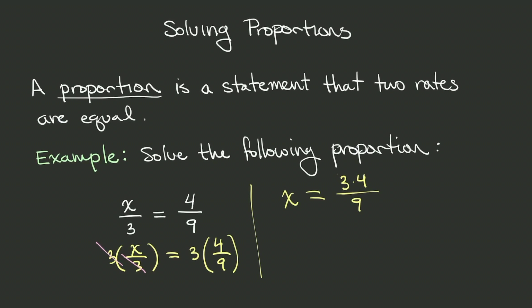3 over 9 simplifies to 1/3, and so our final answer will look like 1 times 4, which is 4 over 3.